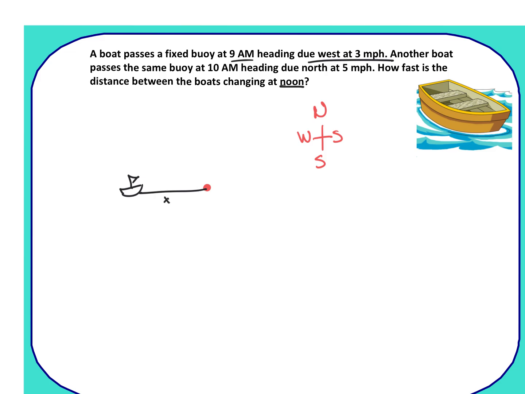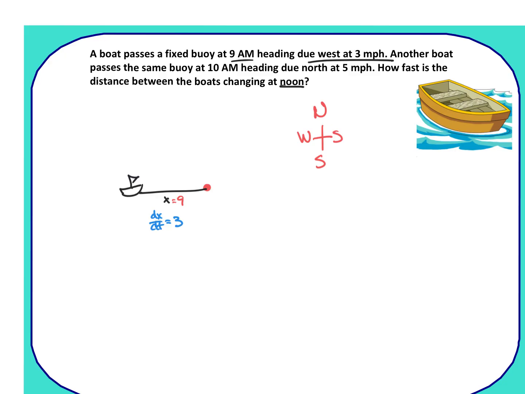And so what is my x then? It's my distance. What is my distance? It passes at 9 a.m. and then at noon. So what's the distance of my boat from my buoy? 3 miles per hour, so it'd be 9. So x is equal to 9. And what's dx dt? What is the rate at which my boat is traveling? 3. So dx dt is 3.